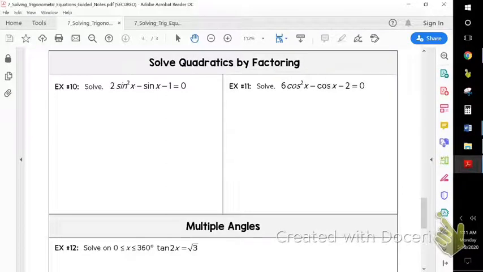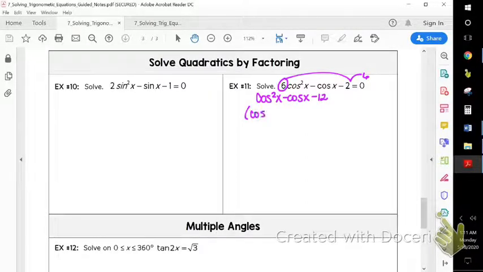Okay, 5.7, example 11. So we're going to solve 6 cosine squared of x minus cosine of x minus 2 equals 0. So this one's already trinomial in form. So let's go ahead and let's factor this. And so I'm going to multiply. So I have 6 cosine squared of x minus cosine of x minus 2.